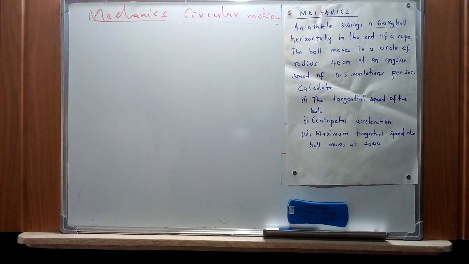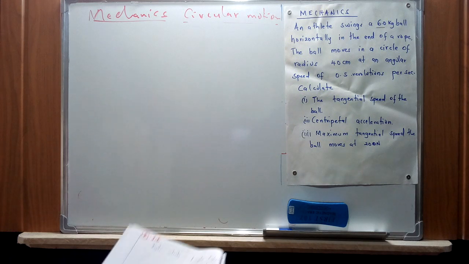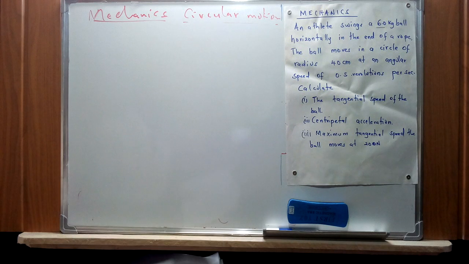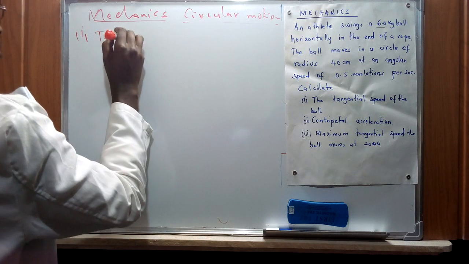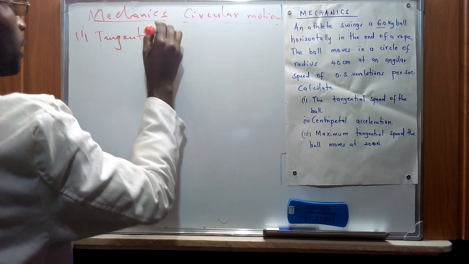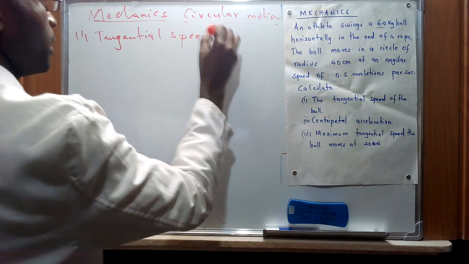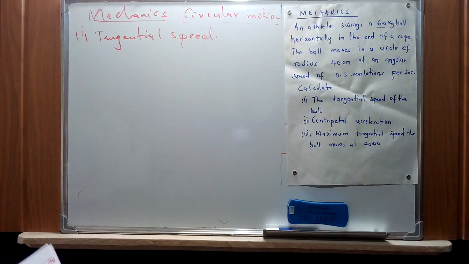An athlete swings a 6 kilogram ball horizontally on the end of a rope. The ball moves in a circle of radius 40 centimeters at an angular speed of 0.5 revolutions per second. Calculate, Roman 1, the tangential speed of the ball. So Roman 1, this is the tangential speed that we are required to find.